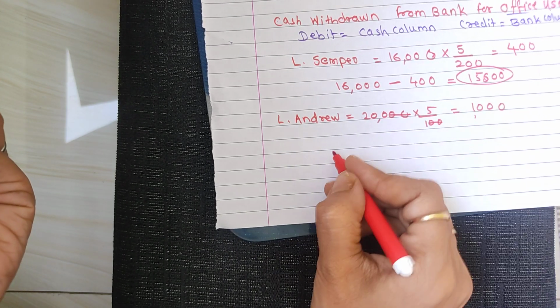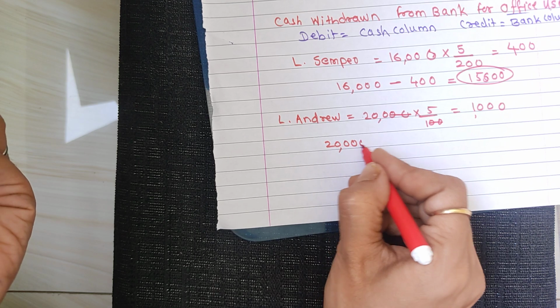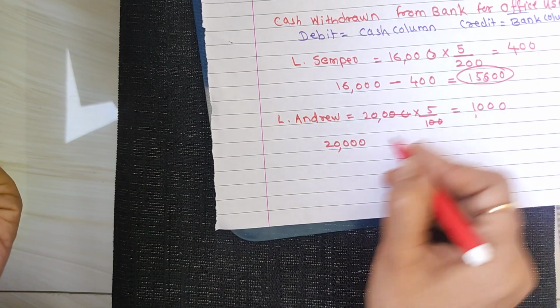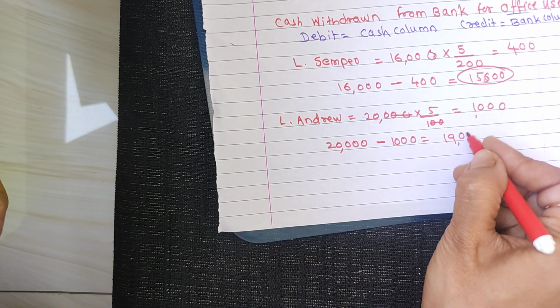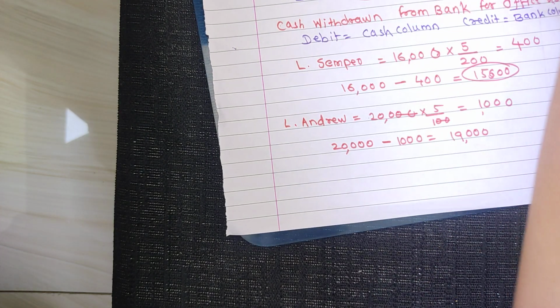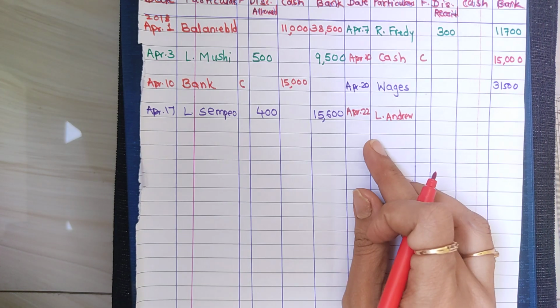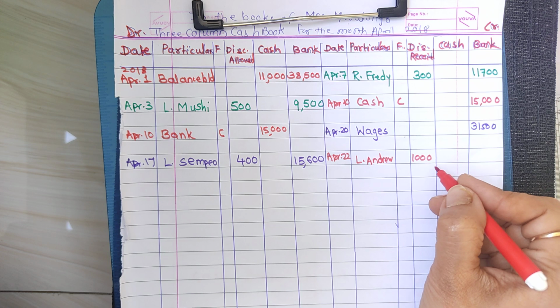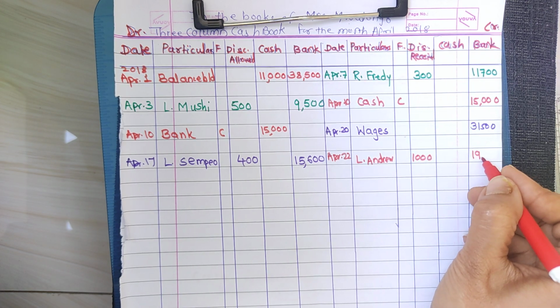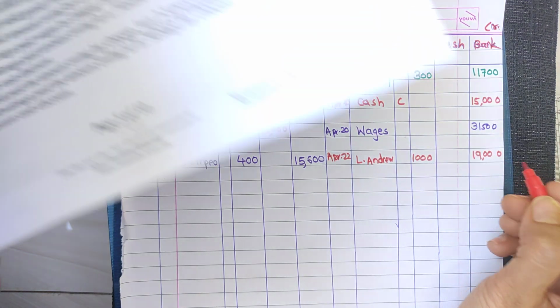So total discount is 1,000. 20,000 is to be payable. When we deduct this 1,000 discount from this, the actual amount paid is 19,000. So here, L. Andrew, in the discount column you will write 1,000 and the amount in the bank column will be 19,000.